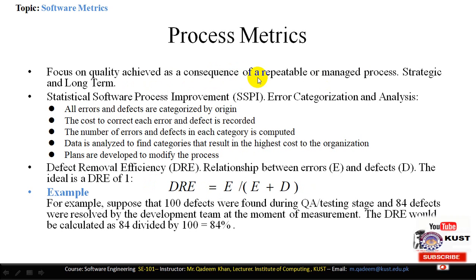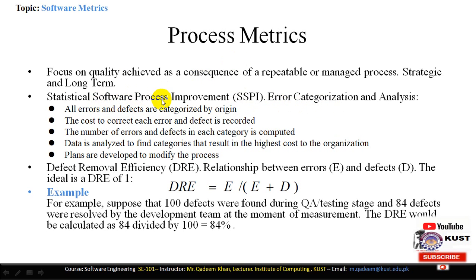When our process is repeatable, it means that it should be executed more than one time. A managed process means that a proper project manager is responsible to monitor and manage the process. Then the strategic and long term process can be defined. So all the processes which are long term and strategic must have some process metrics as well. Statistical software process improvement, SSPI, error categorization and analysis. These are certain sorts of metrics that are used by process metrics.